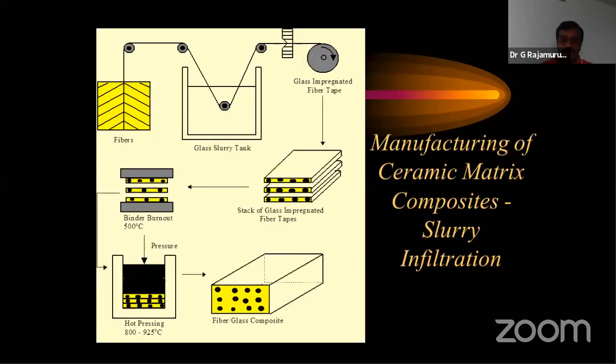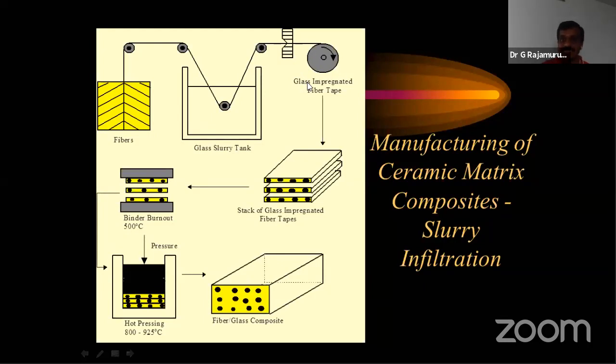So how do they manufacture this ceramic matrix composite? That is slurry infiltration. I think in this figure you will be able to understand how they do it. First of all, they convert the glass into fiber by using a slurry tank. They pass this fiber through a slurry tank, which consists of glass particles. So these glass particles will be embedded on the fiber material, and that will be passed through a particular die in order to reduce the diameter of the fiber, and that will be bonded. This is bonded on a particular wheel.